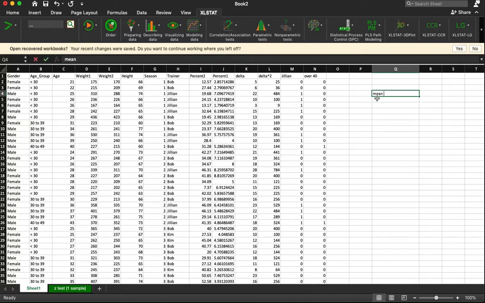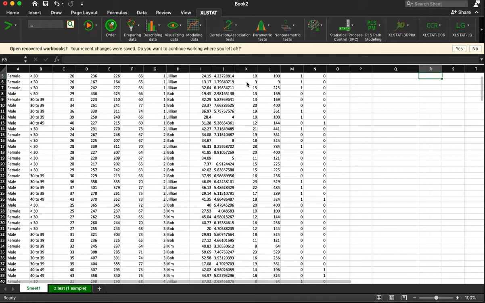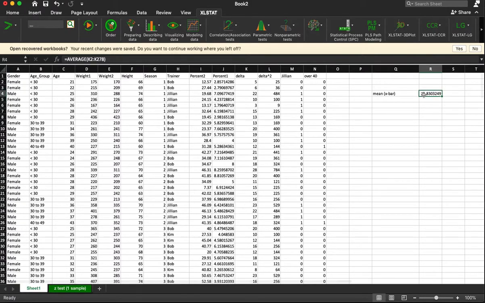So we'll find the mean. This will be our x bar, that's going to be the average. Okay, so I clicked it, hit Shift, Command, and down arrow to select all of the values.